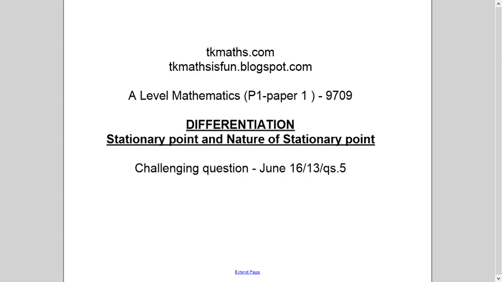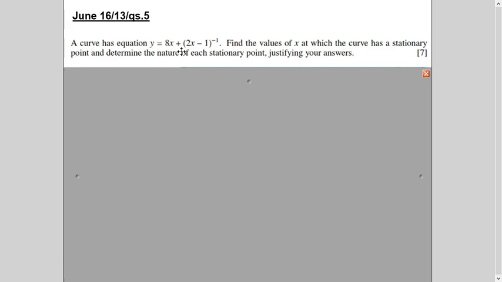So the question I've picked up is from June 16, variant 1.3, question 5, and the code is 9709. So let's begin with the question. Now, in this question, the equation of the curve is given to you, and we have to find out the value of x at which the curve has a stationary point, and then we have to determine the nature.